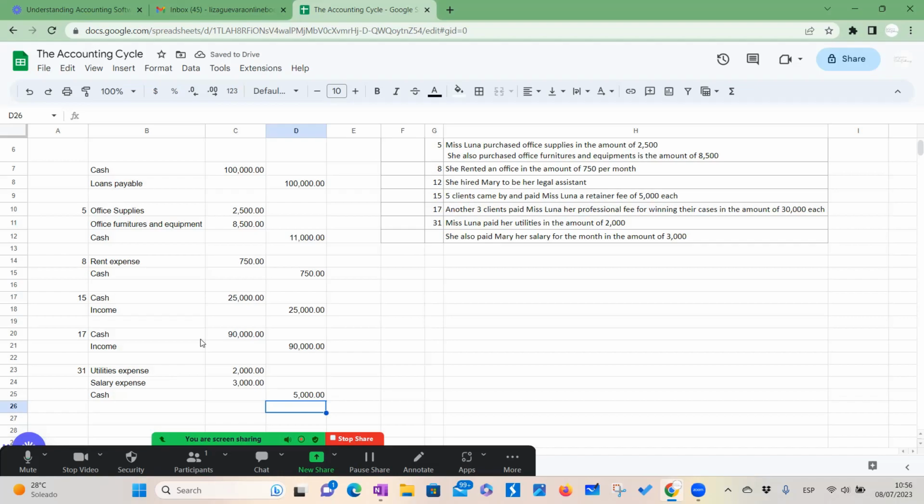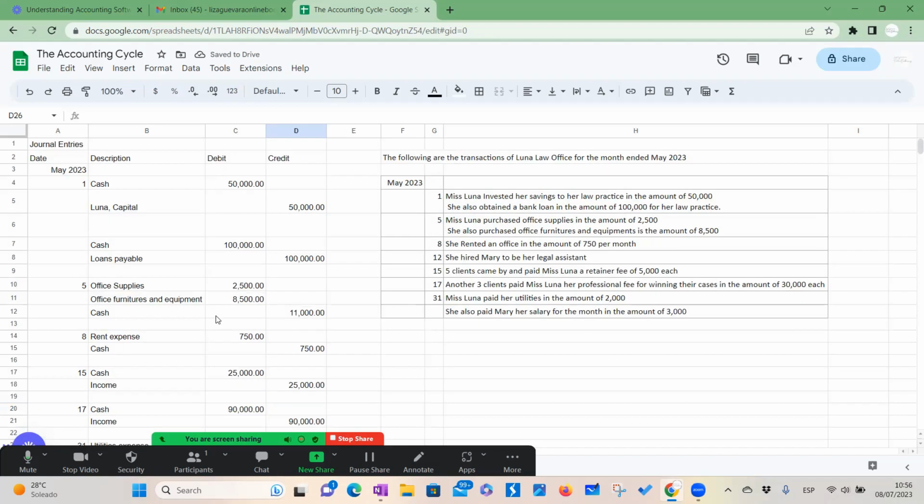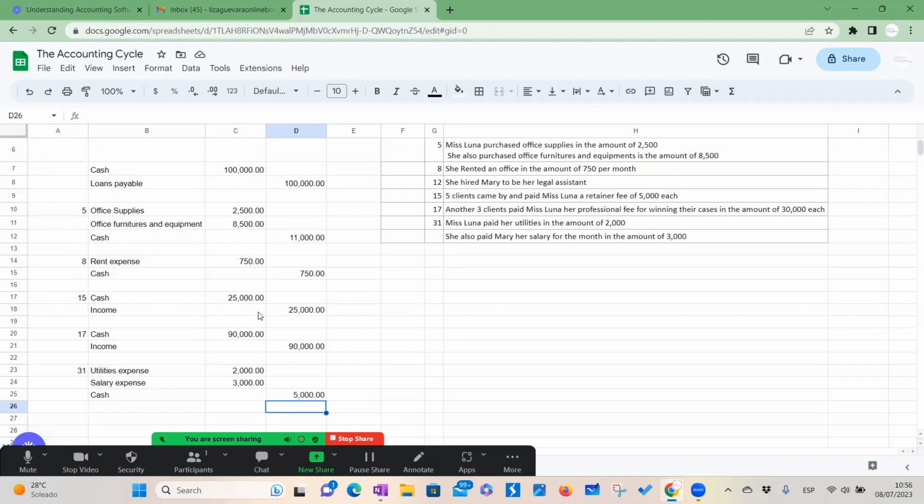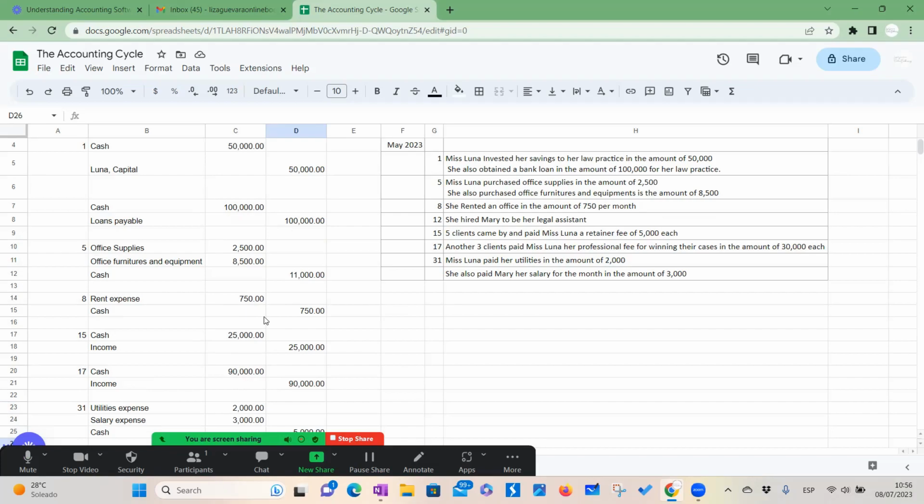So that is our journal entries. So next we are going to post these accounts to the corresponding accounts. We are going to use the T accounts now.